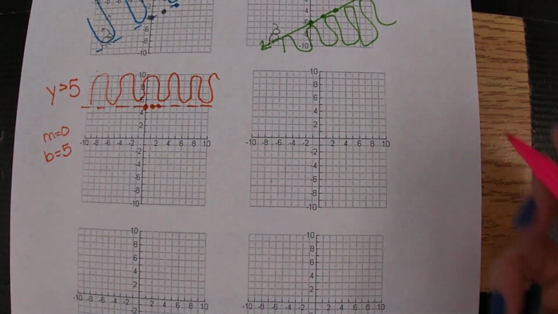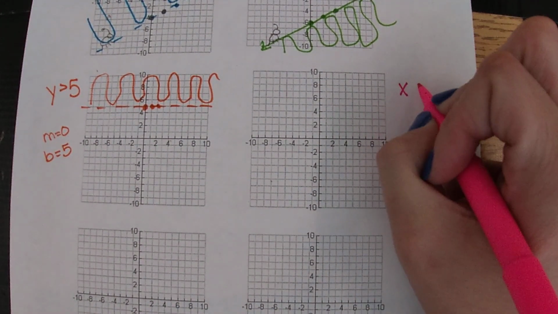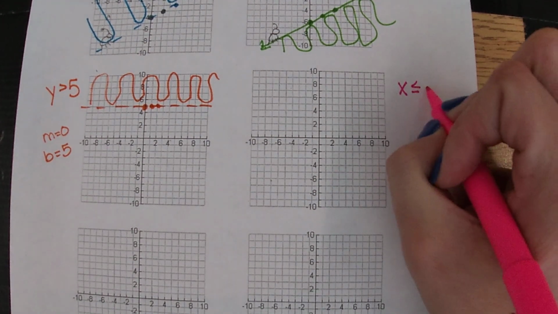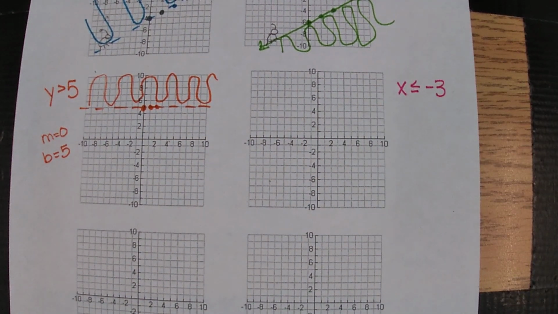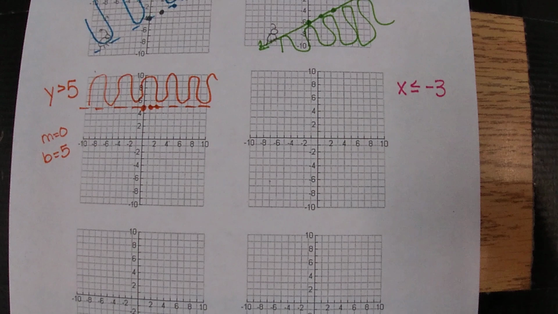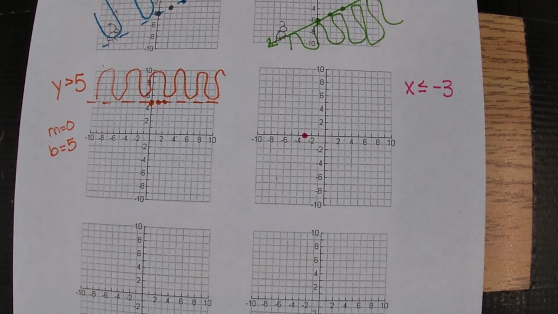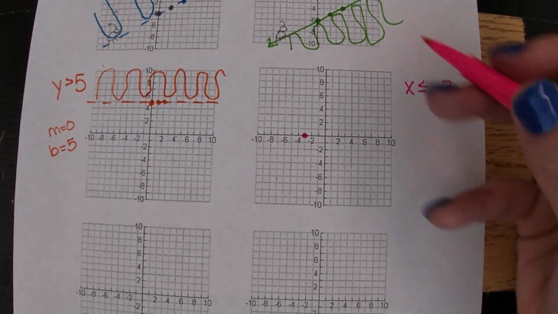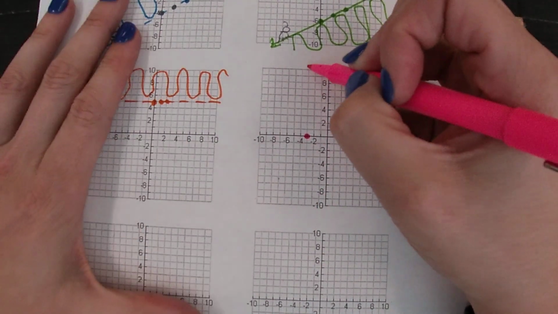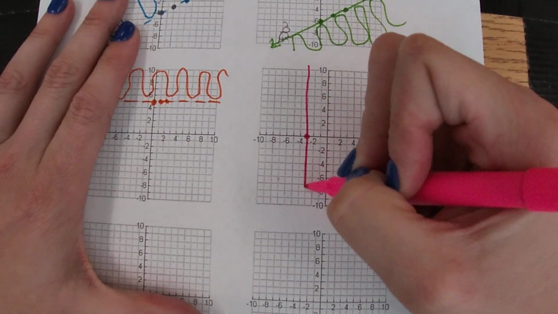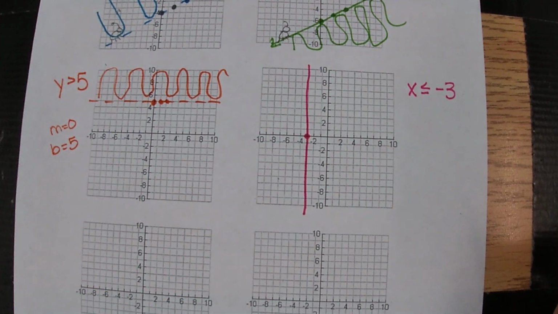I can also do graphs like x is less than or equal to -3. Now, if you remember this one, our x equals line, we have an x-intercept at -3, and then we cannot cross the y-axis. So this is our vertical line. It's solid. And I'm going to shade below.